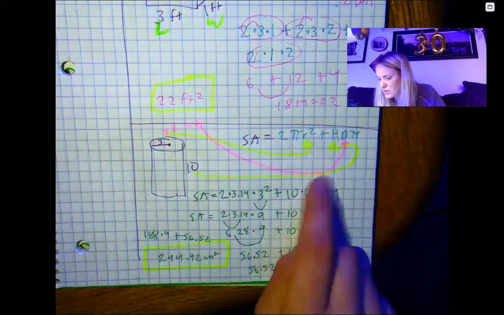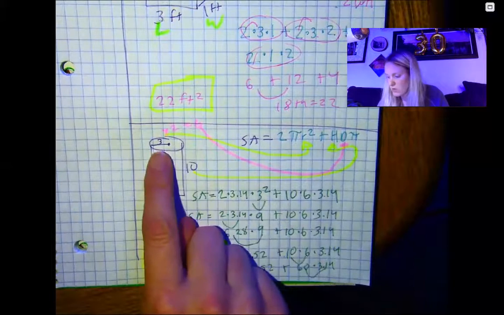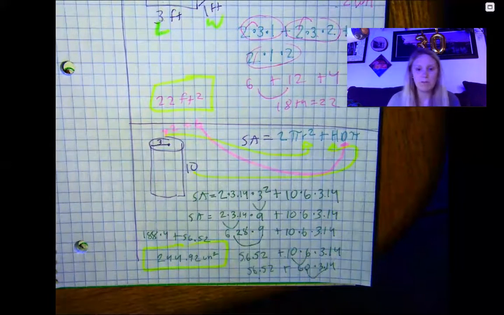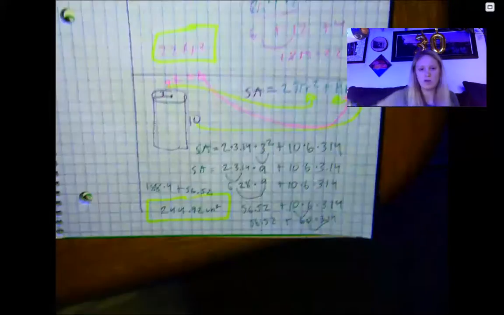So then I plugged in the height of 10, the diameter is 6 because the radius is 3, times pi, which is 3.14. Okay, that one's a little crazy. So let's just review these three, and then we'll move on to our last one. Actually, we'll do our last one and then we'll be done.